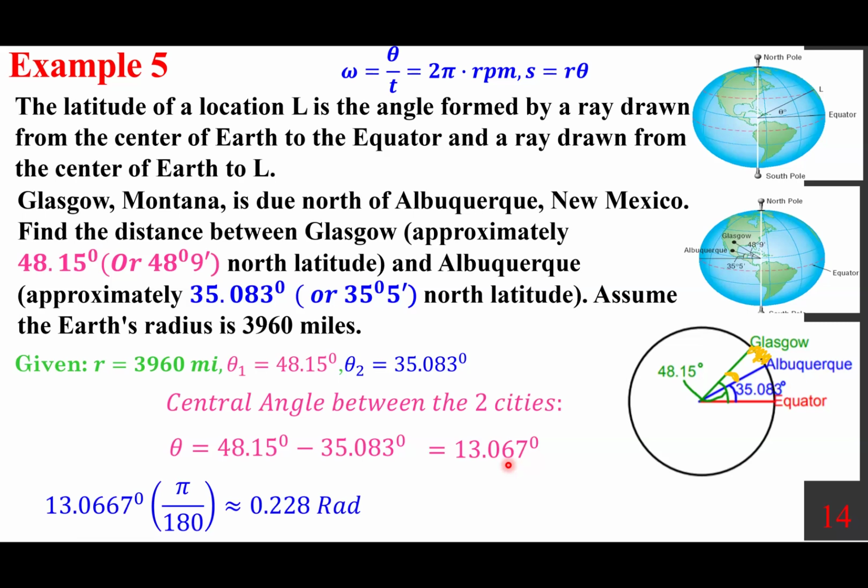So again, I can't emphasize this enough. S equals R theta. Theta must be in radians. So now you multiply the theta that you found in radians by the radius of the Earth. The distance is about 903 miles. Pretty straightforward, everybody.